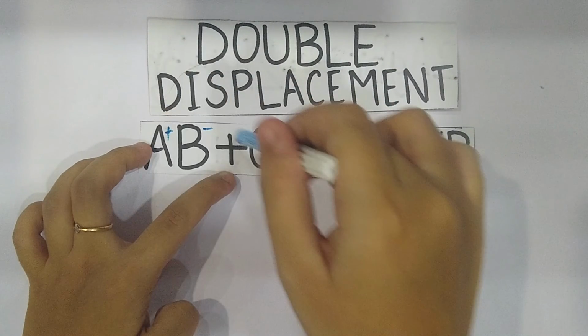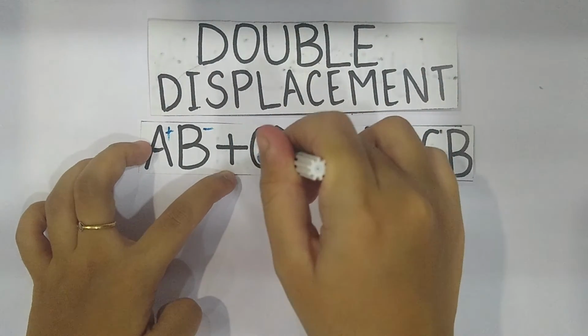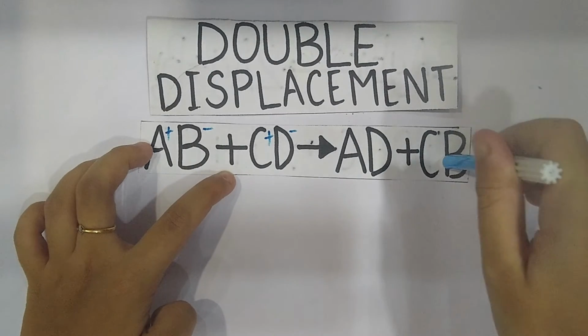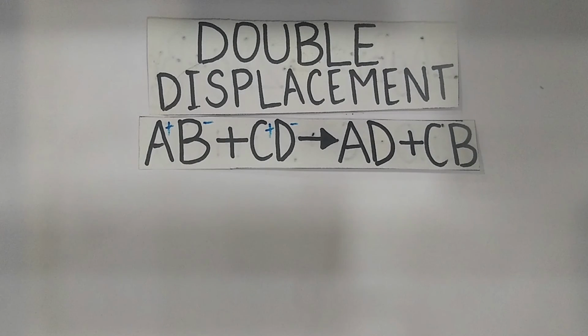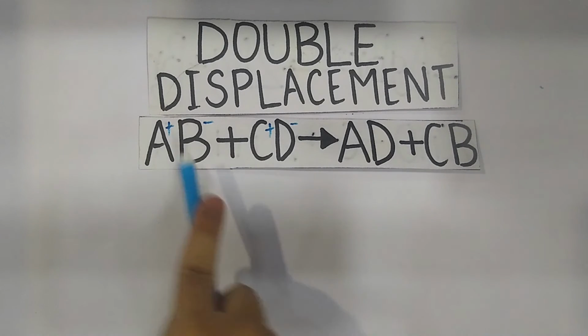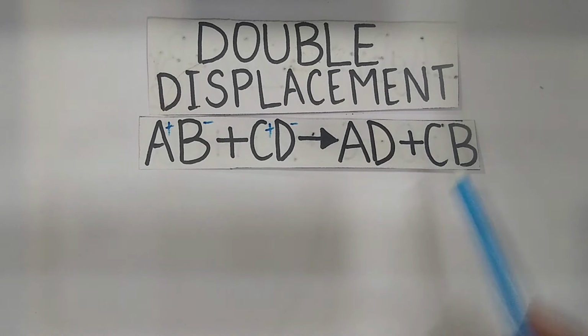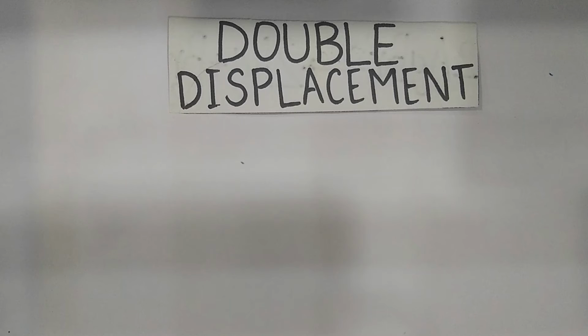So B was negative, so it had to get attracted to positive. That is why they get attracted and they are here. So this will be the double displacement, because there are two compounds involved. There can be more than two compounds involved. I am giving you an example of only two so that it will be better for you to understand. So AB reacted with CD to give us AD and CB. Let us go to some of the examples now.